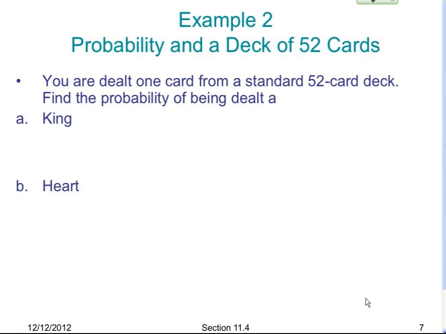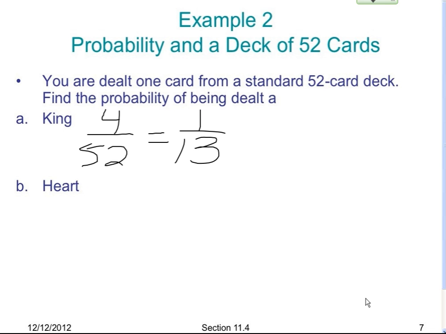You are dealt one card from a standard 52 card deck. Find the probability of being dealt a king. First of all, you have to count up the number of kings in the deck. There's the king of hearts, king of spades, king of clubs, and king of diamonds. There are 4 kings out of 52 cards. Reduce. The probability of getting a king is 1/13.